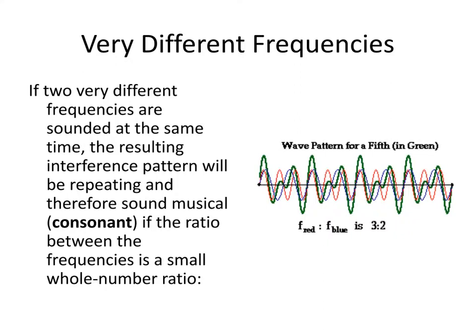If two frequencies are significantly different, then we get an interference pattern that's repeating, and they sound musical. So it's pleasant to hear. I think most people would agree. And that happens if the ratio between the frequencies is a small whole number ratio. So we say that that's consonance, or it's a consonant sound.